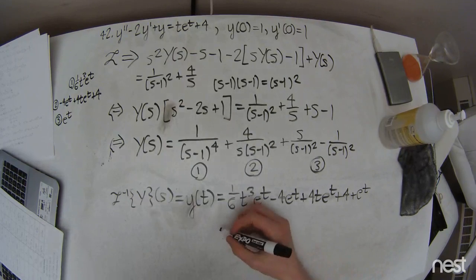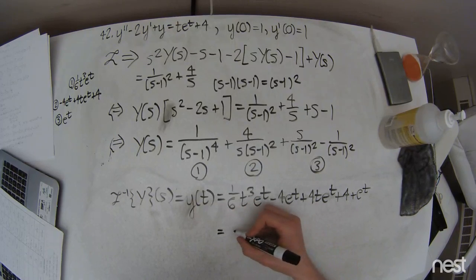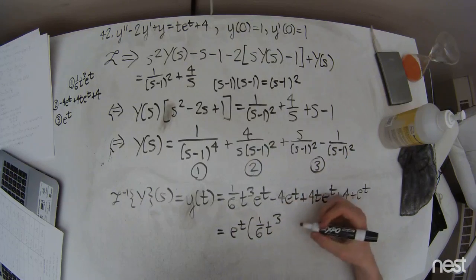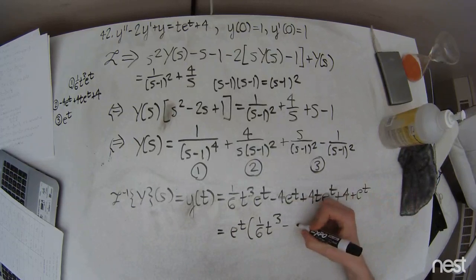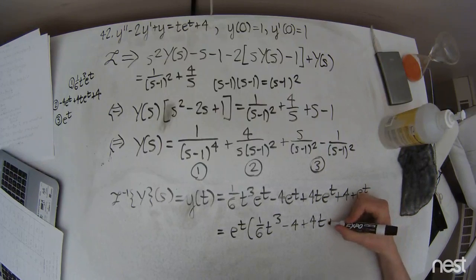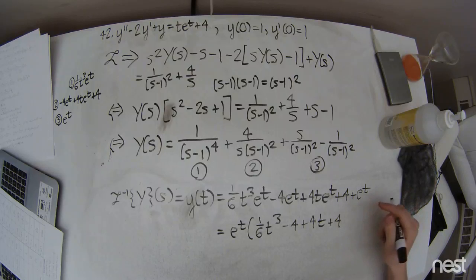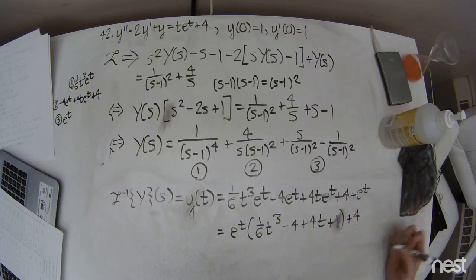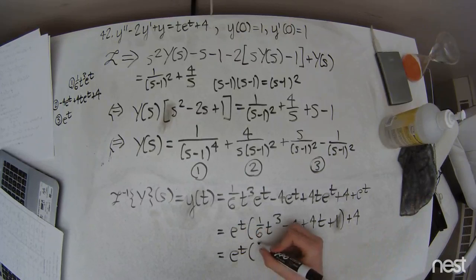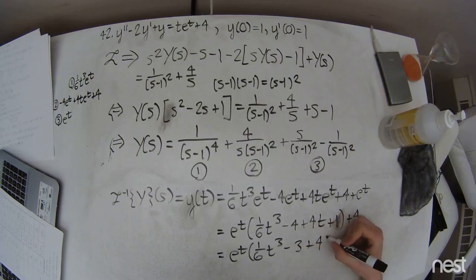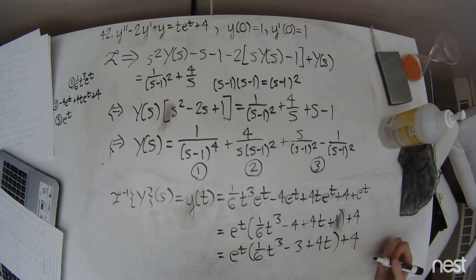So now we can go ahead and factor out an e to the t, so we'll get 1/6 t cubed minus 4 plus 4t plus 4 plus 1 plus 4. That equals e to the t times 1/6 t cubed minus 3 plus 4t plus 4. And that's actually the solution.